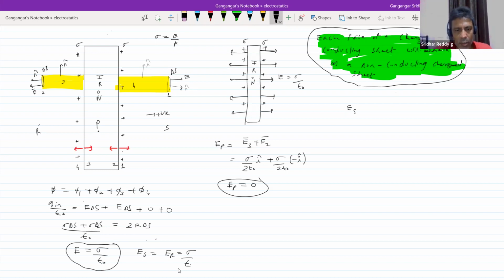Now, instead of Gauss law, I'm asking you to think in a different way. So the field at S, who will contribute? The field at S is contributed by 3 and 1. Sir, why are you thinking like this? Assume that charge is present only on surfaces 1 and 4, no? And any charge present at 1 will produce field in either direction. So what is E3? E3 will again be sigma by 2 epsilon naught. Due to a conducting sheet, it is sigma by epsilon naught.